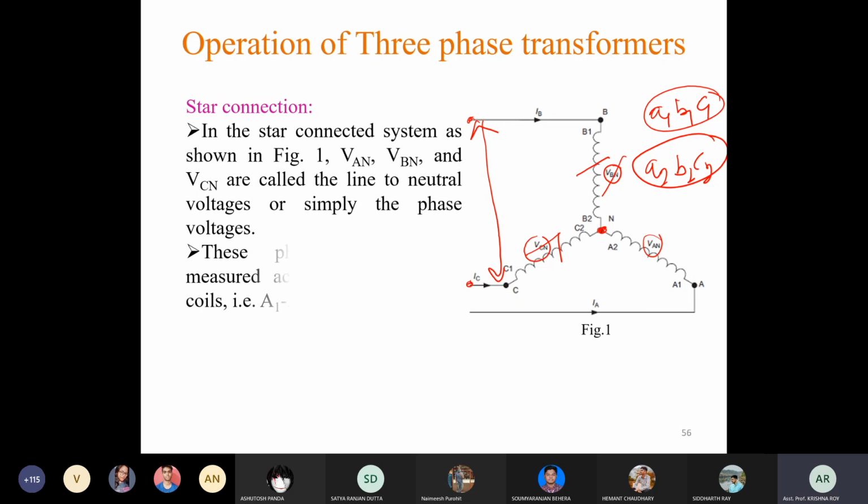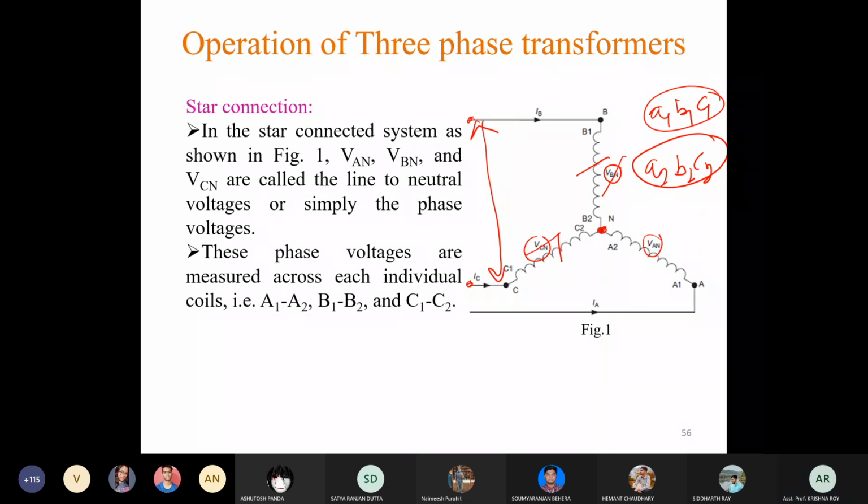And the line current, here we can see this IB, that is the current entering through this B terminal, so it is denoted by IB. Similarly IC, IA, so these are called line currents, and we can see these line currents and phase currents are the same. So in case of star connection, the phase voltage and line voltage are not equal. Line voltage equals root 3 times phase voltage, but line current and phase current are the same.